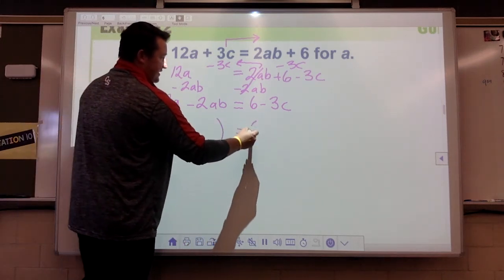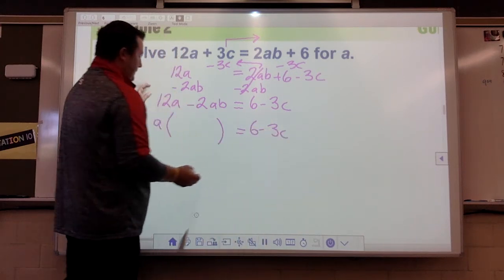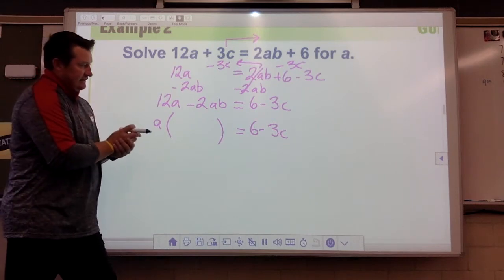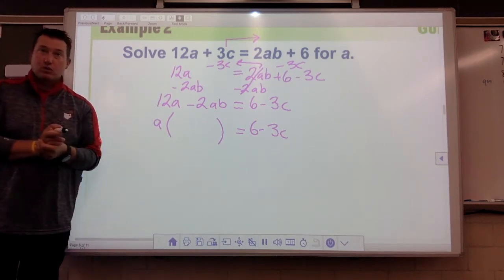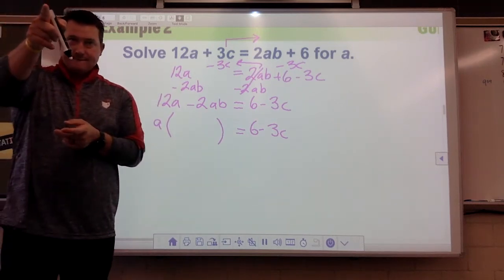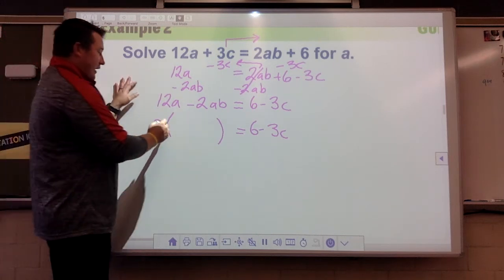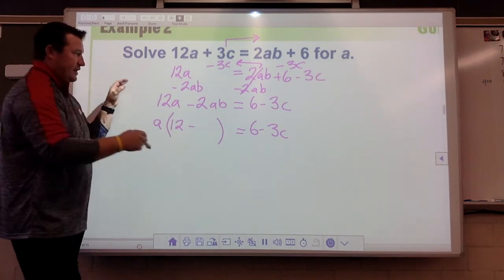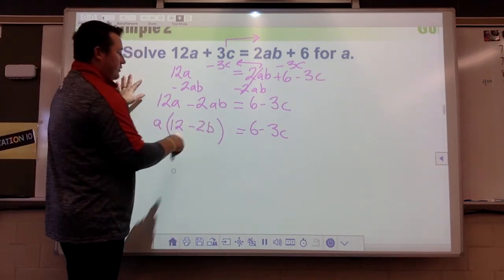Shaboink. 6 minus 3C. So what can I put in here to factor out an A? Ooh. Yeah, what do you got? 12? Okay, yeah, that's a good start. 12 minus, somebody said, yeah, 2B. Good work, people. There you are.